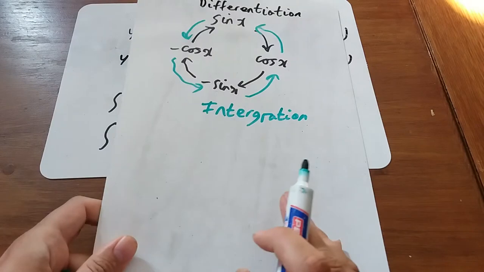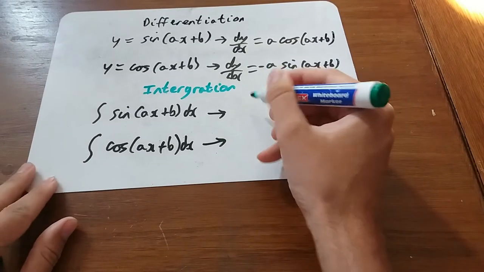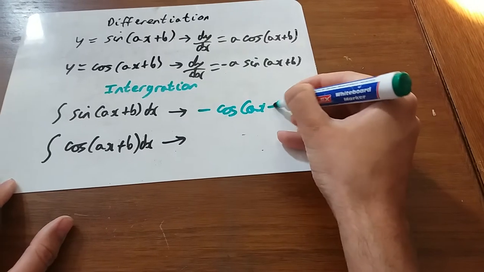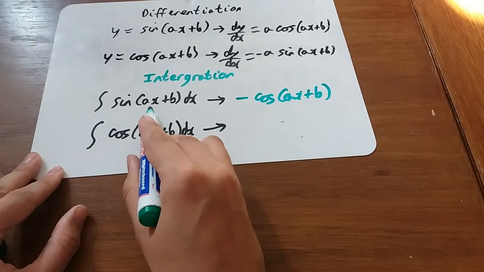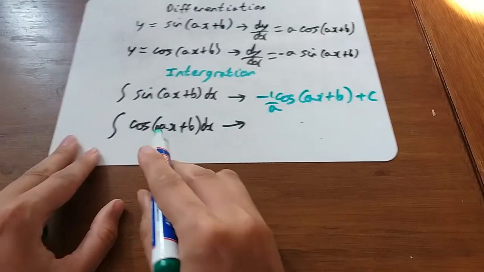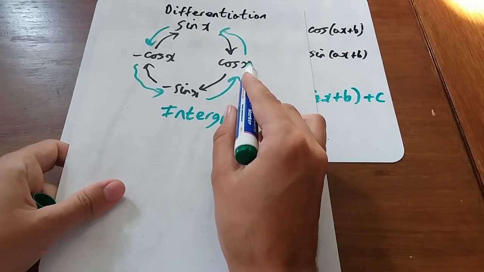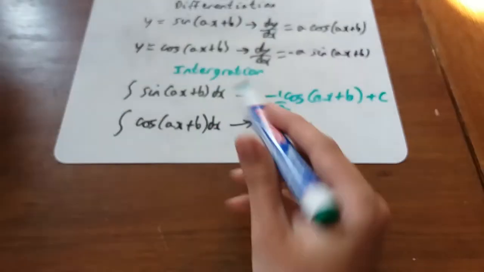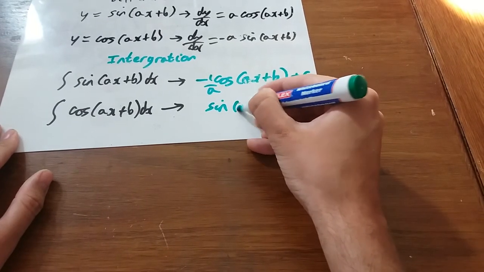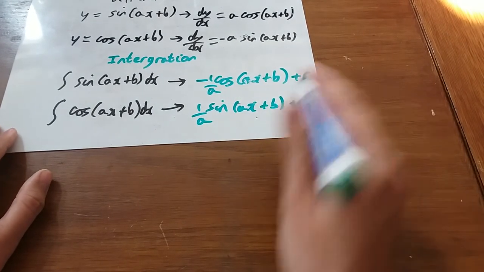So remember the wheel on here. If we've got sine, it integrates to minus cos. So sine will integrate to minus cos of ax plus b. We need to divide by the a, so 1 over a, and then we've got a plus c on the end. Doing the other one, cos, well again, we can get our wheel out. Cos integrates to sine. So this one's nicer. So cos integrates to sine of ax plus b. We divide by the a, and then we have a plus c at the end.